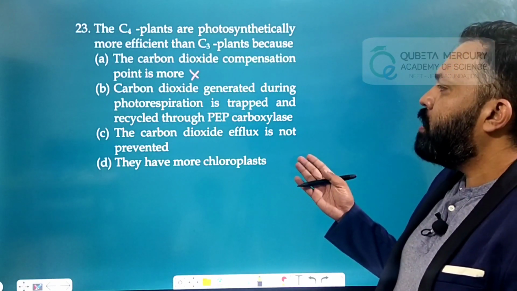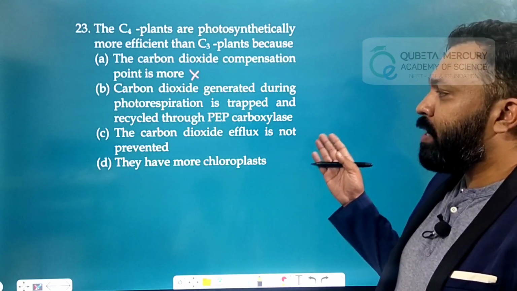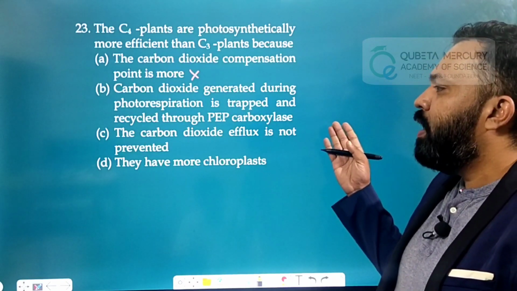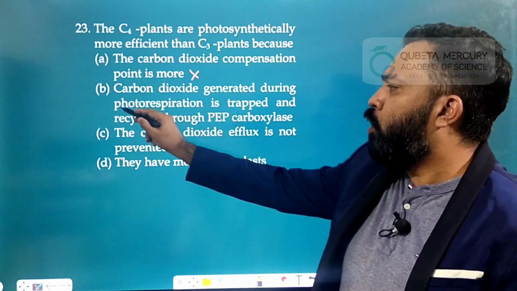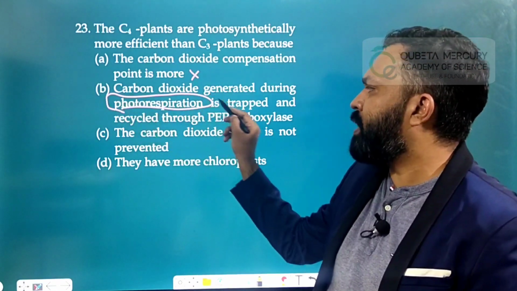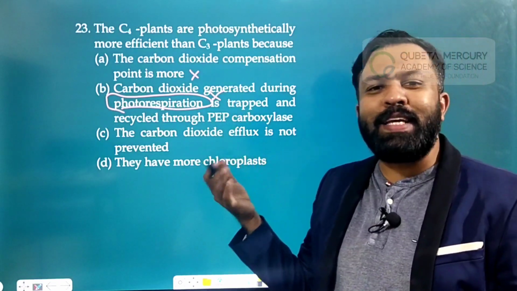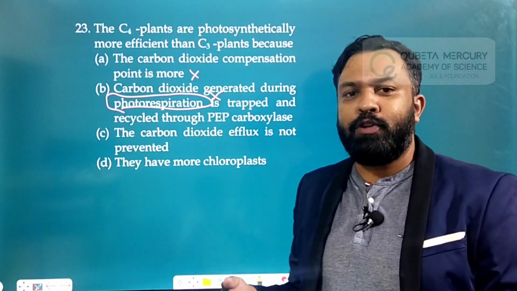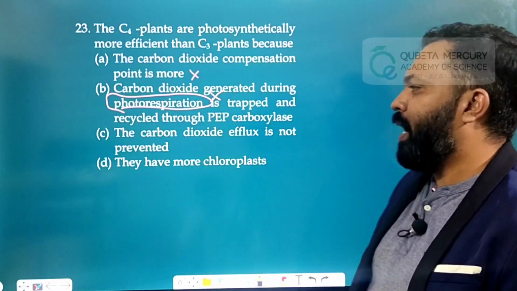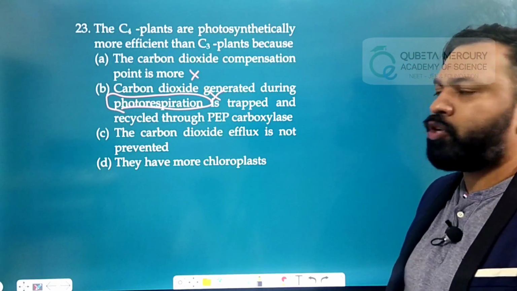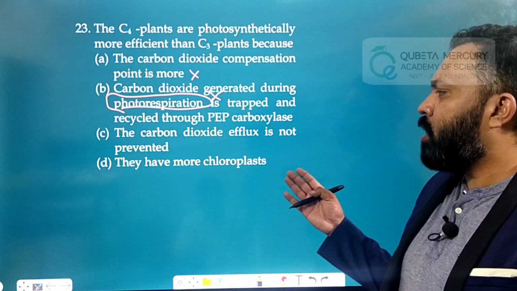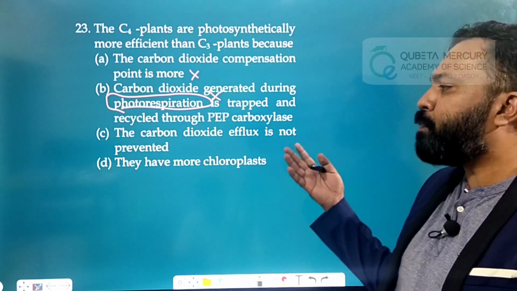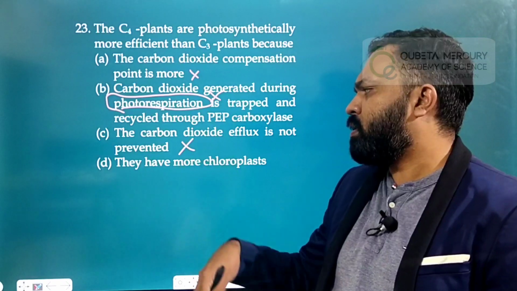Carbon dioxide generated during photorespiration is trapped and recycled through PEP carboxylase? No. Photorespiration is not at all shown by the C4 plants. So there is no recycling of carbon from photorespiration in C4 plants, because photorespiration is shown by C3 plants only. The carbon dioxide efflux is not prevented. No, not at all.